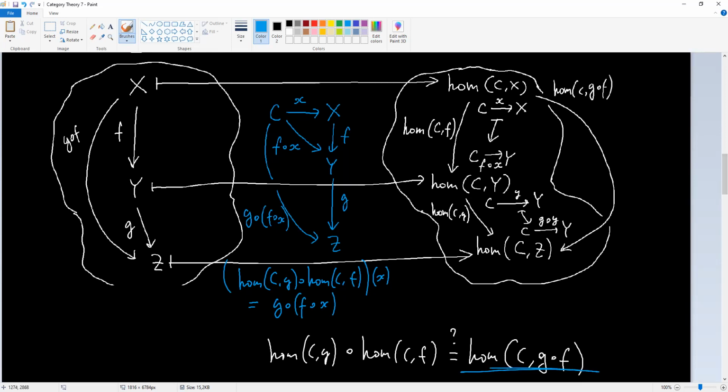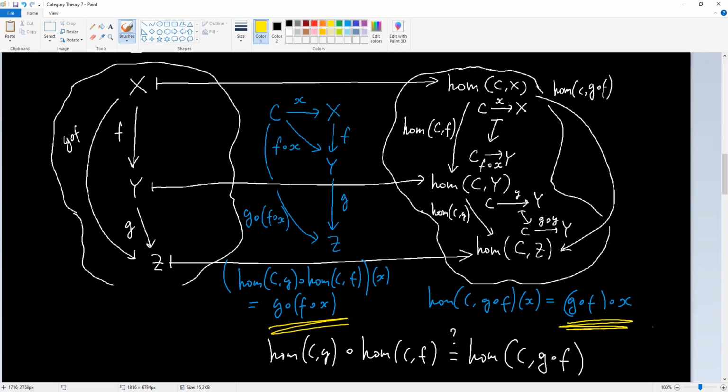Now, what happens if I apply this right-hand side to X directly? Then it will be what? So what is hom CG composed with F applied to X? Isn't it G composed with F composed with X? Okay, so are these two things equal to each other? I think they should be. That's by associativity law of definition of a category.